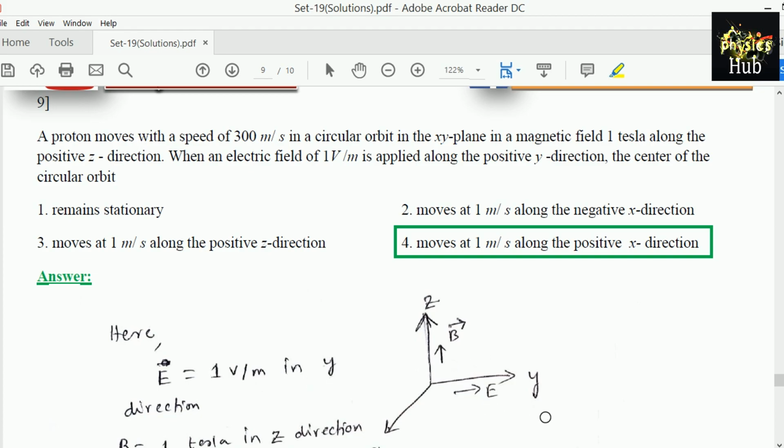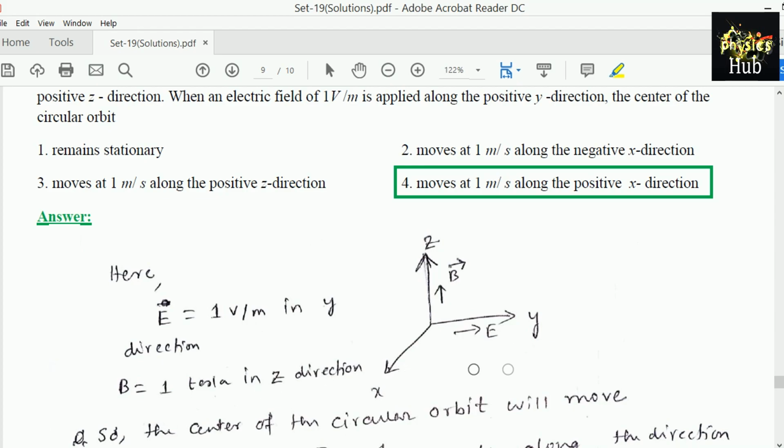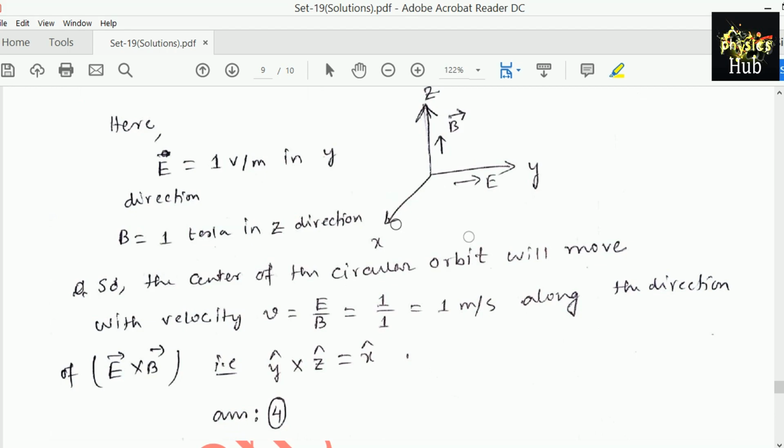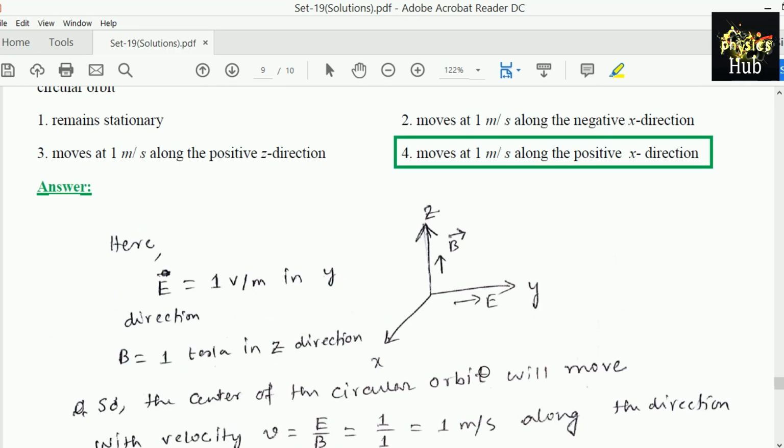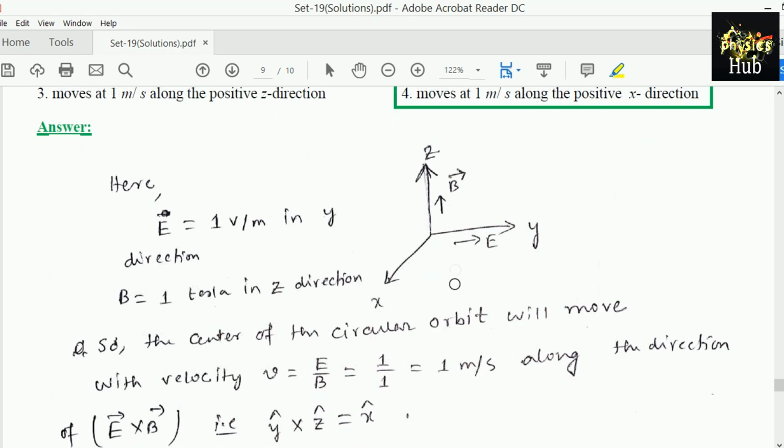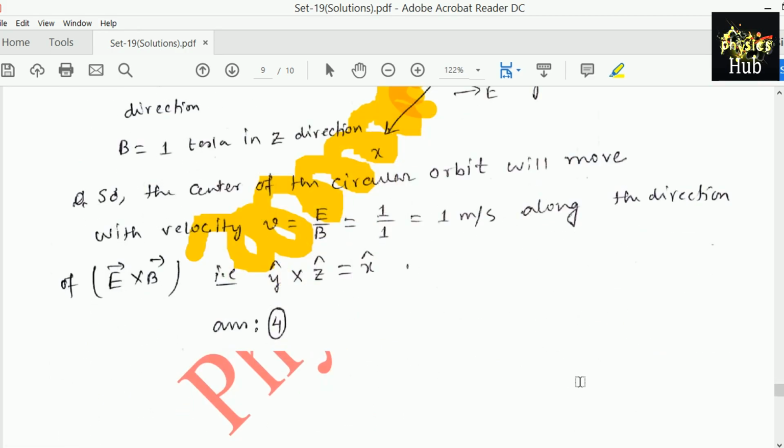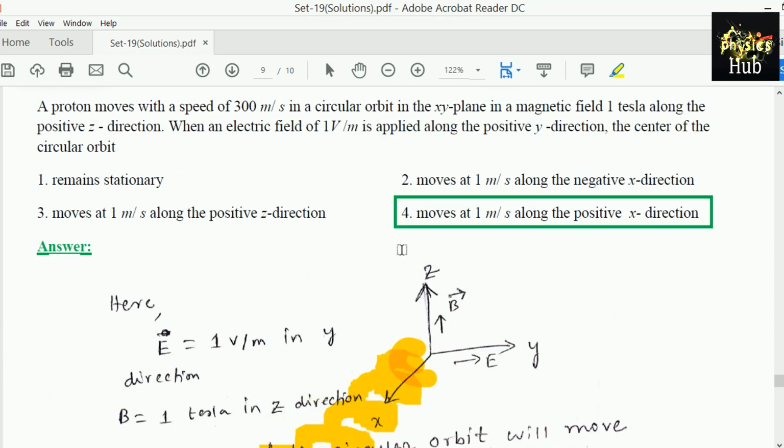So electric field is along Y axis, magnetic field is along Z axis. If you calculate it, you will see that the velocity with which the center of this spiral path moves is given by E by B. E is here 1 volt per meter and B is 1 Tesla, so 1 by 1 means 1 meter per second. So the center of this circular trajectory will move with this velocity 1 meter per second along the direction E cross B. So E cross B, Y cross Z means X. So it will move like this with a velocity of 1 meter per second. So it is matching with option 4. Option 4 is the correct option.